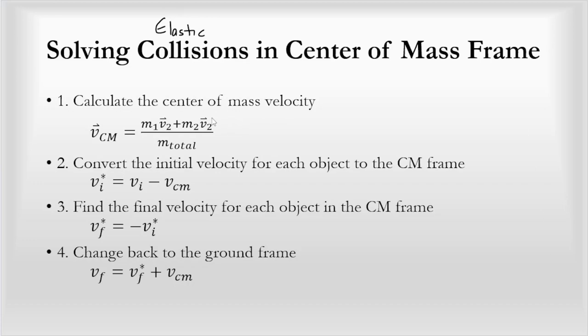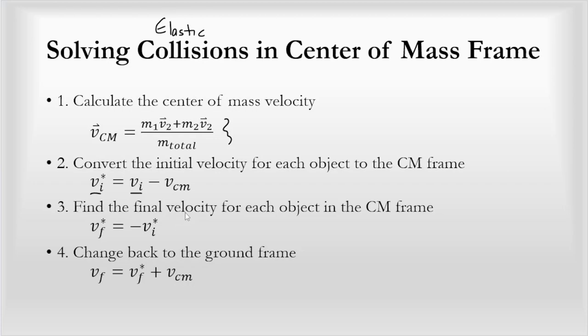So here's our center of mass velocity. In order to move to the center of mass frame, we need to know what the center of mass velocity is. And like I said, we're typically going to use two objects, and we know how to use that formula from a prior lesson. Once we have the center of mass velocity, we're going to convert the initial velocity for each object into the center of mass frame. We go from the non-star initial velocity to the star initial velocity by just subtracting v center of mass. That's all you have to do. Pretty easy.